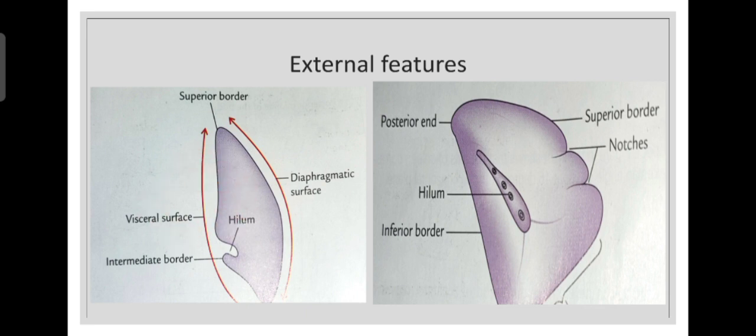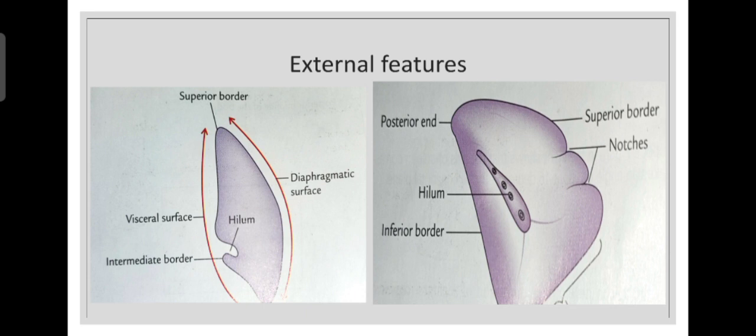Then we move on to the visceral surface. Visceral surface includes the impressions of the visceral organs present around the spleen. Here we can see this impression, which is produced by the stomach, which is called the gastric impression, that lies between the intermediate border and the superior border, and it is the largest impression present on the spleen. The hilum of the spleen lies at the lower border of this impression.